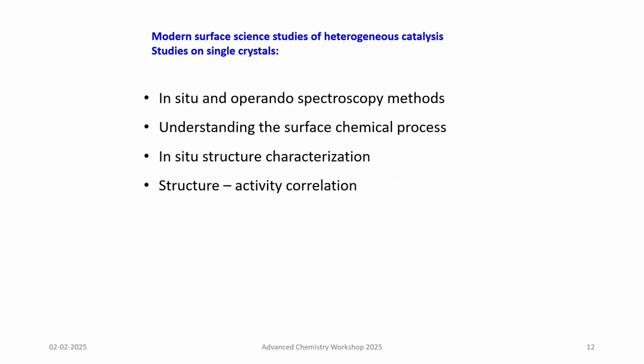Now that is the story of how the catalysis developed, and then some industrial ways of looking at it. But then as I said, modern surface science studies of heterogeneous catalysis, people used single crystals to study this. For example, as I mentioned to you, in situ operando spectroscopy, understanding surface chemical processes, structure characterization, structure activity correlation. These are the things which are currently being investigated, and there are a lot of labs in IIT Madras. There are at least, as I know, 6-7 young faculty actually working in this area in IIT Madras, in chemistry, chemical engineering.